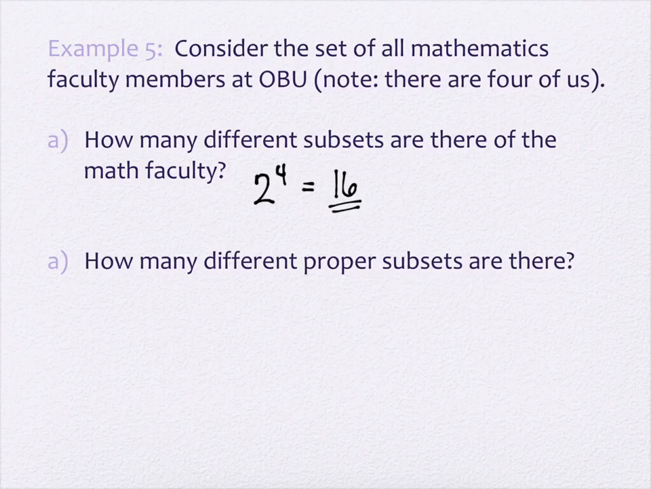Or in the notation or the description, we're talking about subsets. There are 16 different subsets. One of them's everybody, one of them's nobody. 4 of them are the individual people, one at a time. And then everything else are the groups of 2s and the groups of 3s that we could arrange. There's 16 different subsets.